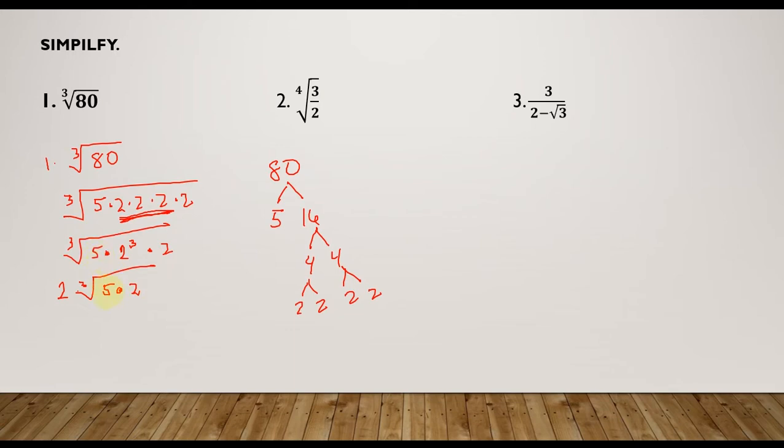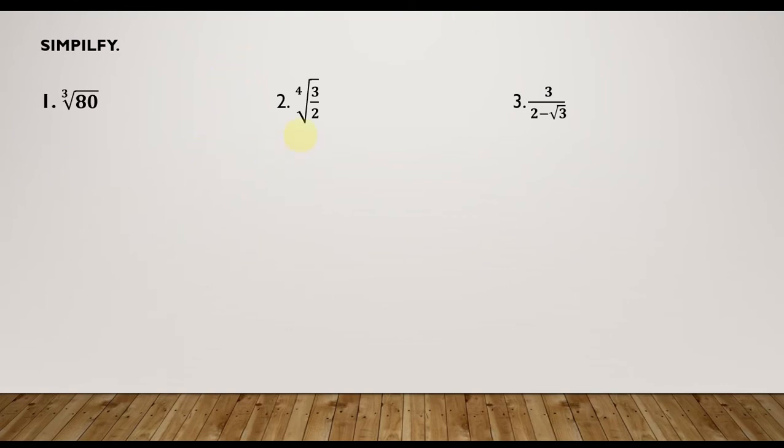This 5, then this is 2. And again, we need to simplify this one. This will give us 10. So 2 cube root of 10, and this is the answer for number 1. Next, number 2. We have the fourth root of 3 over 2. So let's solve for this one. First, write number 2, the fourth root of 3 over 2.